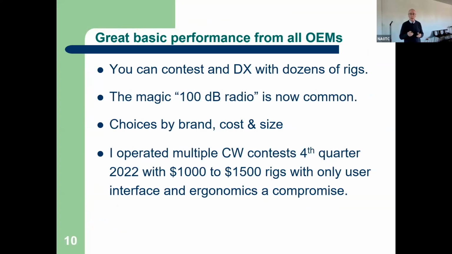So the one thing today is the basic performance of all our major OEMs, all 6, including Apache. They're probably the smallest. You know, Yaesu, Icom, Kenwood, et cetera, Flex and Telegraph. You can contest DX with any of these. I don't think you could ever say I've lost a contact because I didn't have a good enough radio with what's available today, in the last 10 years, let's say. Back then, 20, 30 years ago, we wanted a 100 dB radio. No such thing existed. Now, you'll see in a moment that 100 dB radios are common. It's hard to believe.